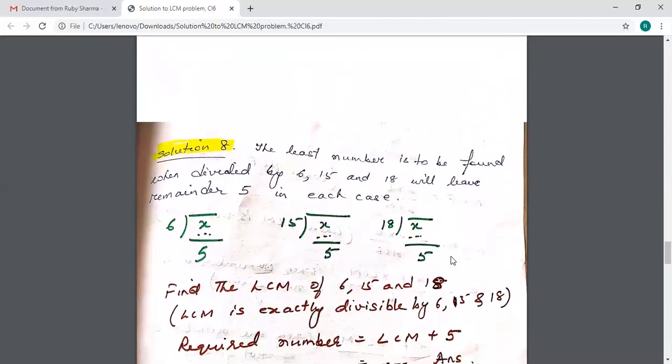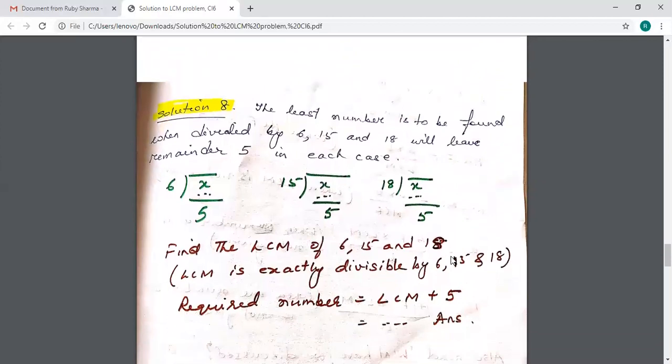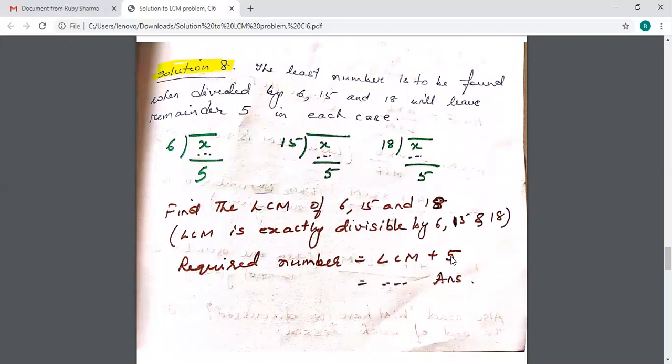Now the next one is question number 8, the least number. Now this is also very similar to the previous sums. You have to find the least number, that is when divided by 6, 15 and 18 will leave remainder 5. This is another condition. See, you have to find the number which when divided by 18, 15 and 6 will leave remainder 5.